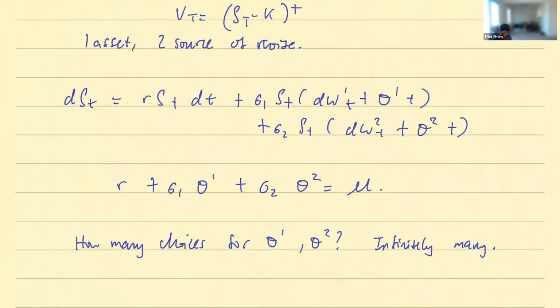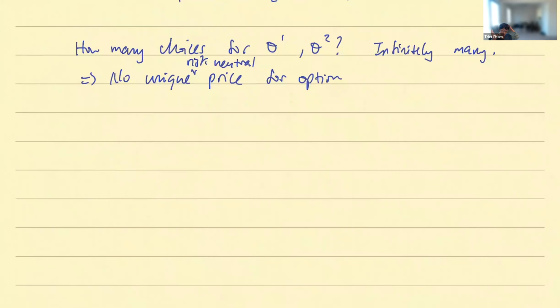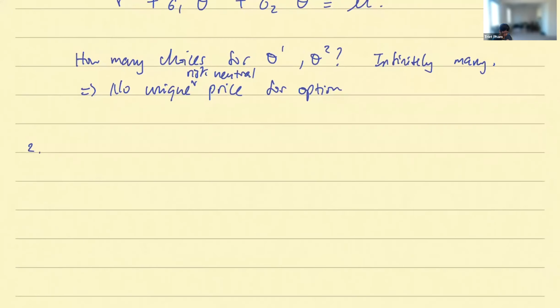So, right, let me say this: no unique risk neutral price, all right? So our model cannot spit out one single price. That doesn't mean that if you trade this on the market, it won't have a price. Well, that's a different story. Okay, the second one is probably a little bit more tolerable than the first one.